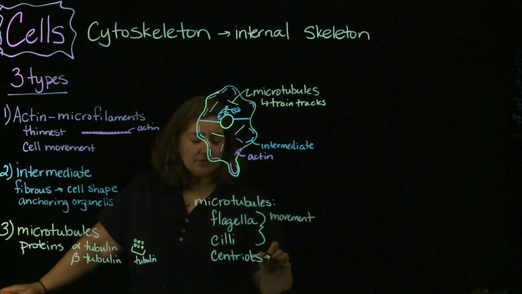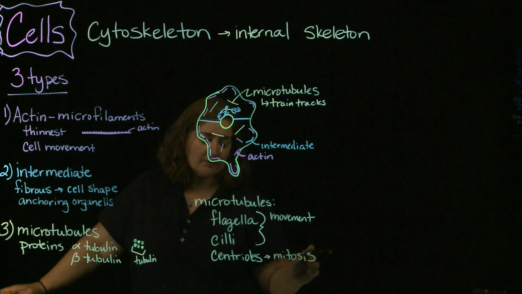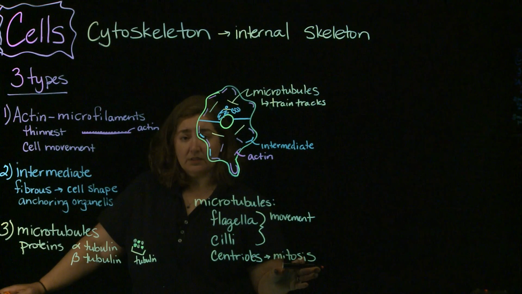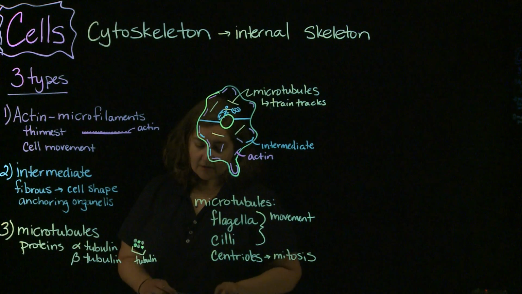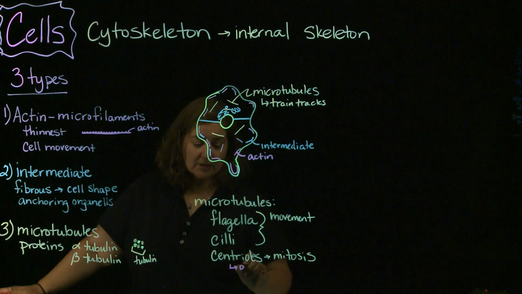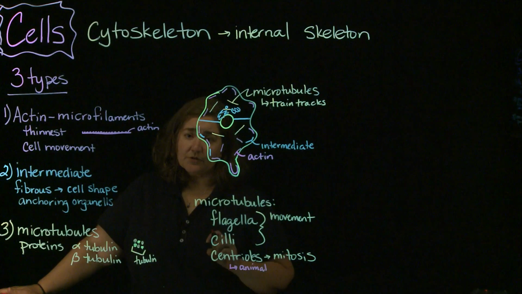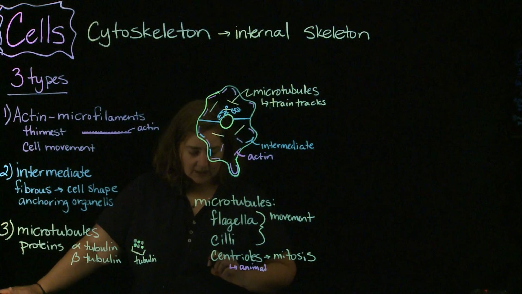The centrioles are going to become important when we talk about a process within the cell, mitosis. So cells being able to divide. All right. And I also think that it's worth mentioning here, the centrioles are going to be found in animal cells, but centrioles are not actually found within plant cells. So that's another difference between plant and animal cells. All right.